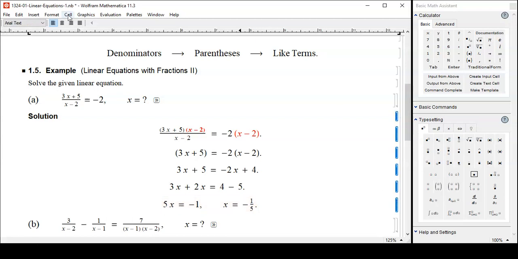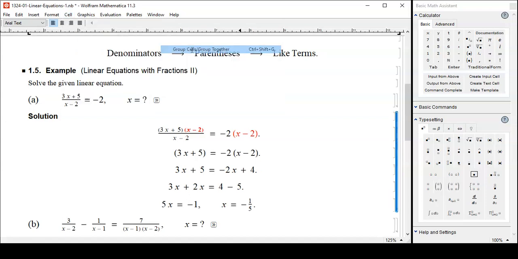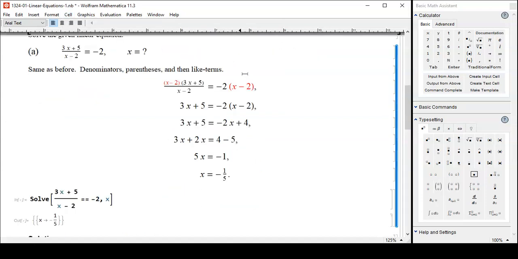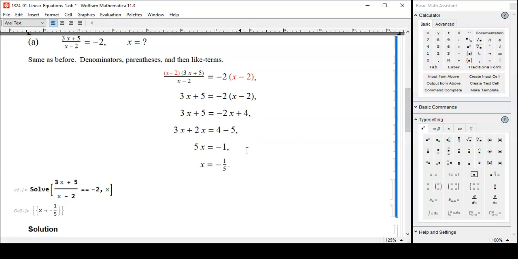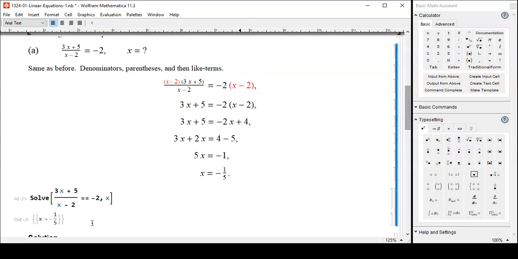Did I do everything right? Yes, the answer key. Yes, everything is right. And here is Mathematicus verification. Yes, he found the solution, negative 1/5.